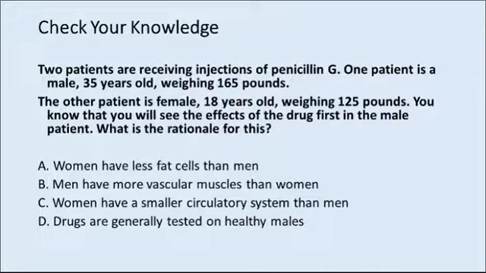Two patients are receiving injections of penicillin G. One patient is a male, 35 years old, and weighs 165 pounds. The other patient is female, 18 years old, weighing 125 pounds. You know that you will see the effects of the drug first in the male patient. What is the rationale for this?